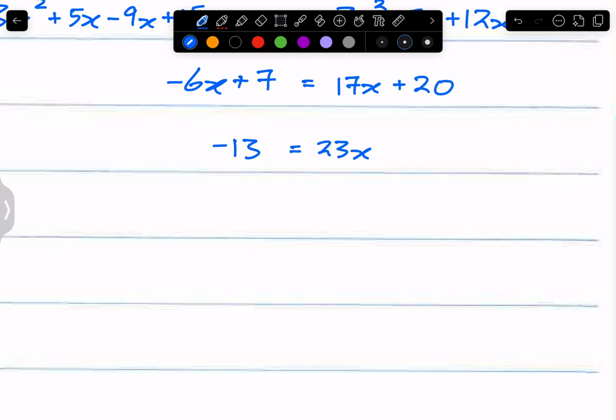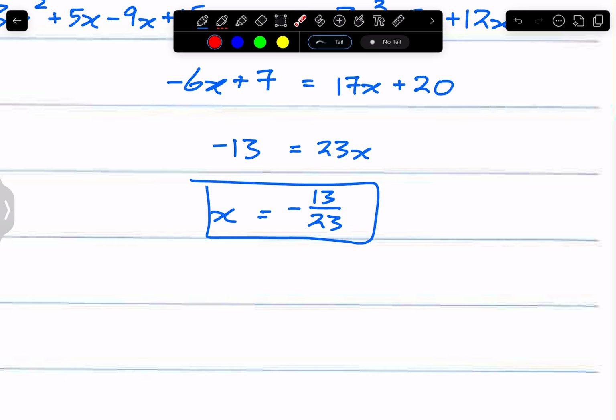So from this point, we just now divide by the 23, giving us negative 13 over 23. And I know that since both these numbers are prime numbers, it's definitely not going to simplify. And that is the answer to this equation.